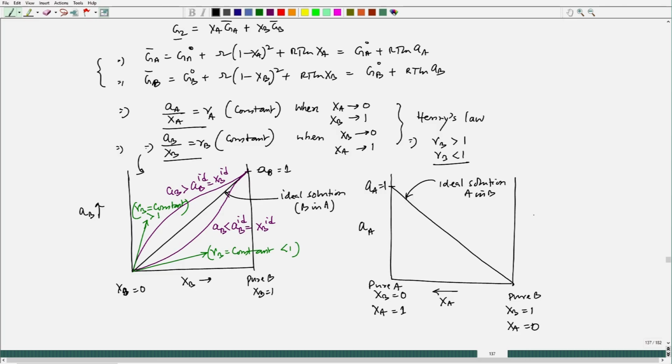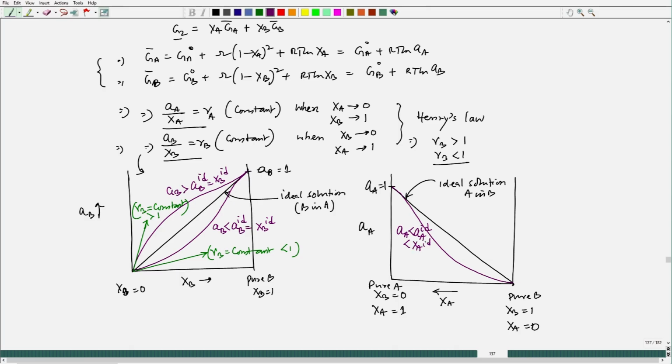Now, if gamma A, we have to consider this equation in case of solution, if gamma A is less than 1, then the plot would be like this. In this case, the activity of A should be less than the activity of A when it is ideal, or we can say less than XA ideal.